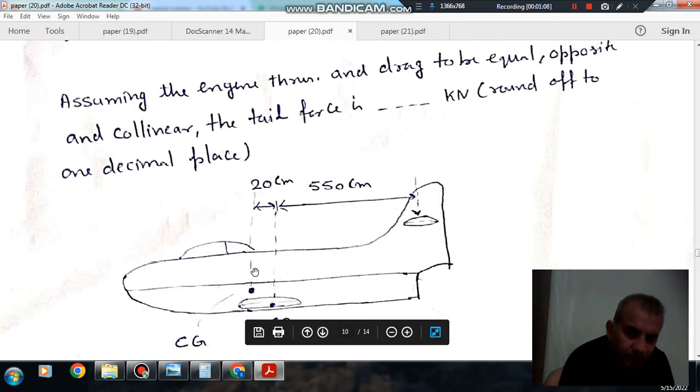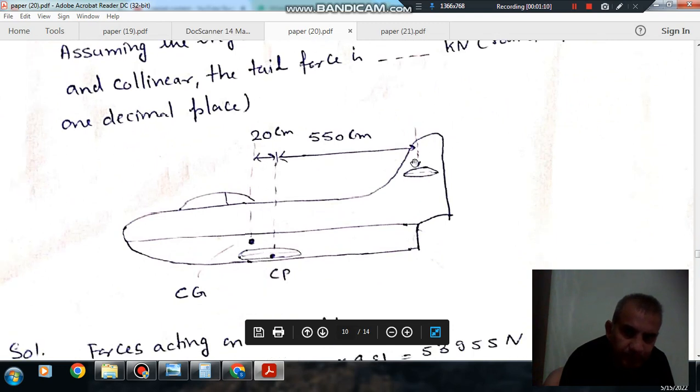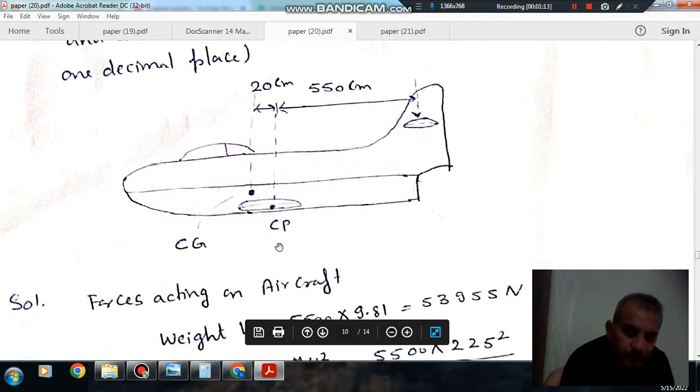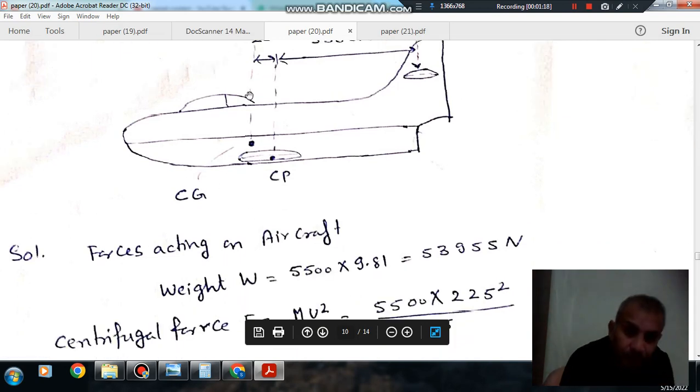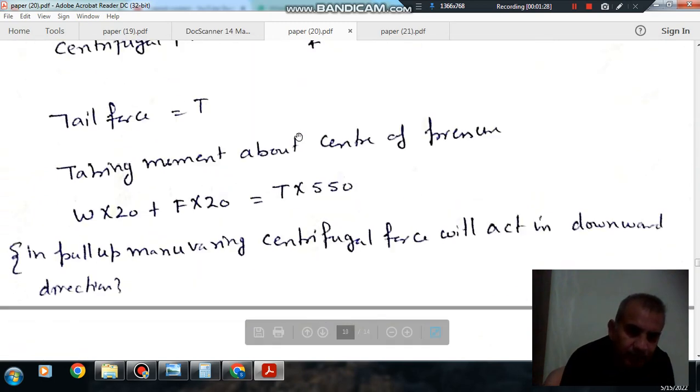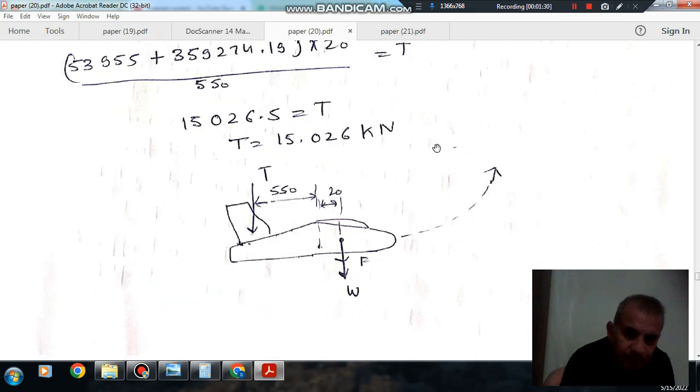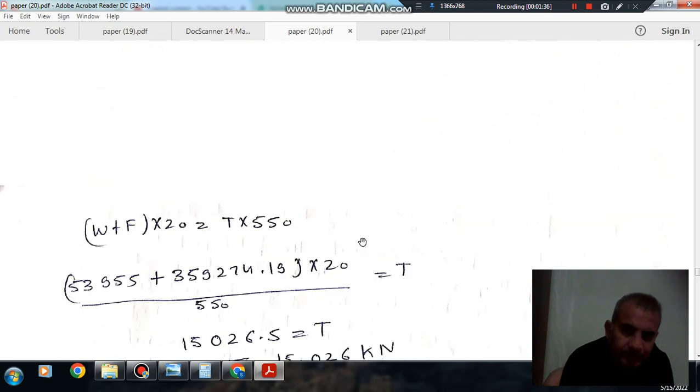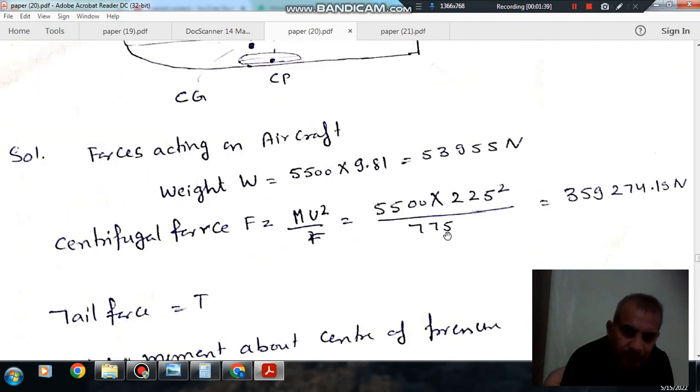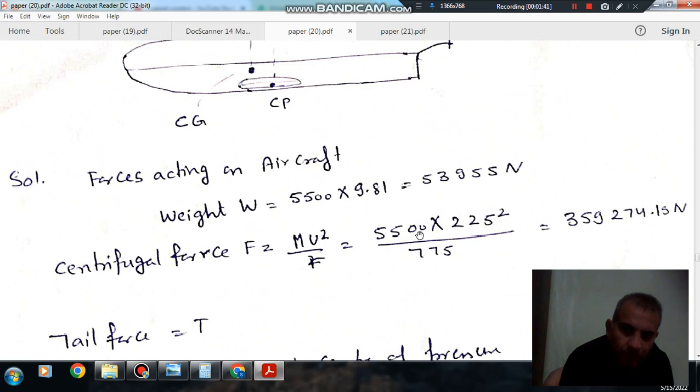So this is your aeroplane, this is your CG, this is your CP, and this is your tail force acting downward. The forces acting on the aircraft are, first of all, its weight W, that is 5500 into 9.81, which is 53955 Newton. As it is rotating like this in a pull-up maneuver, its radius is 775 and speed is 225 meter per second.